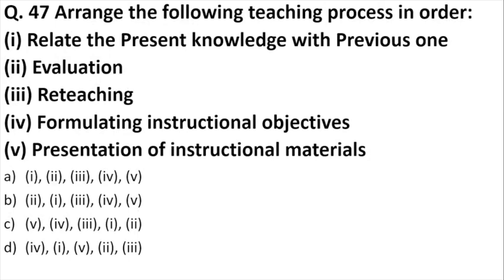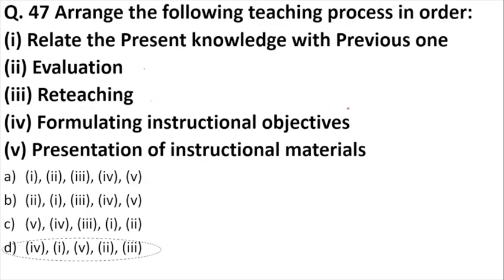Arrange the following teaching process in order. Relate the present knowledge with previous one, evaluation, reteaching, formulation of instructional objectives, or presentation of instructional material. So we have to arrange this teaching process. The first is formulation of instructional objectives, then relate the present knowledge, presentation of instructional material, then evaluation, and then reteaching. Last is reteaching. So here D is your right answer.